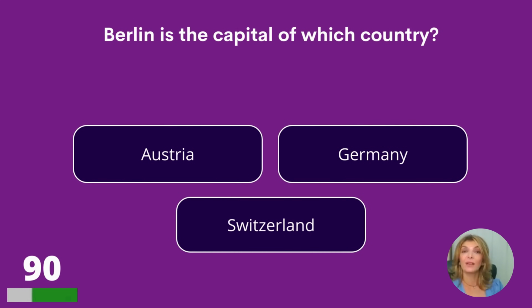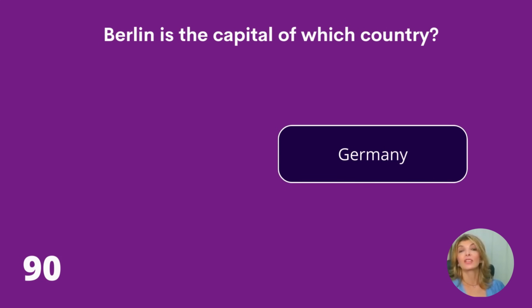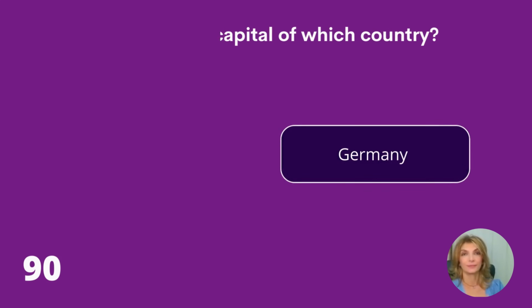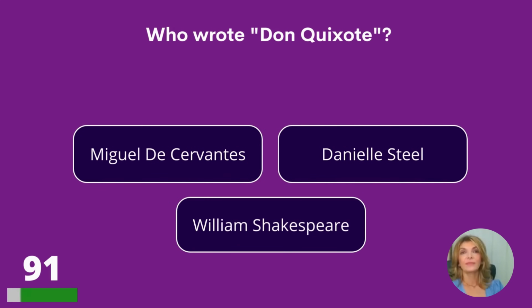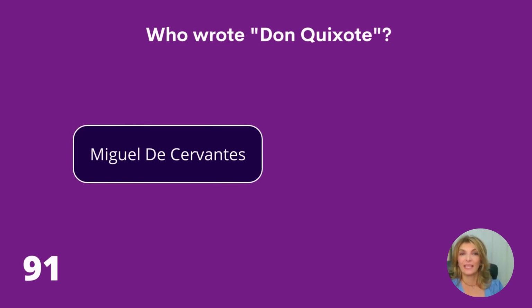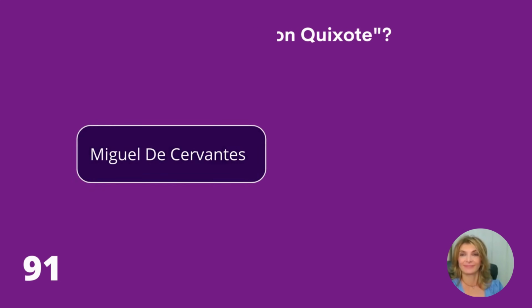Berlin is the capital of which country? Austria, Germany, or Switzerland? Germany. Who wrote Don Quixote? Miguel de Cervantes, Daniel Steele, or William Shakespeare? Miguel de Cervantes.